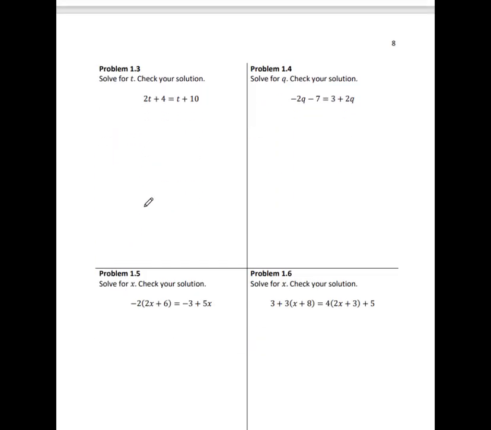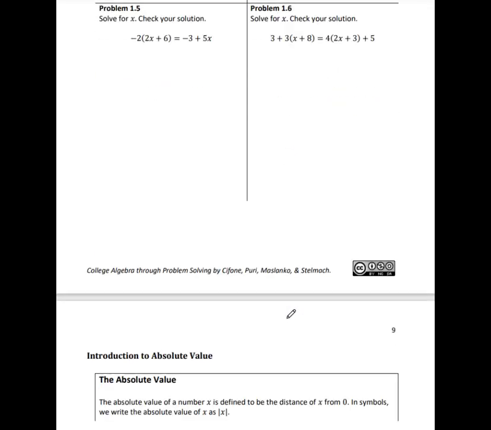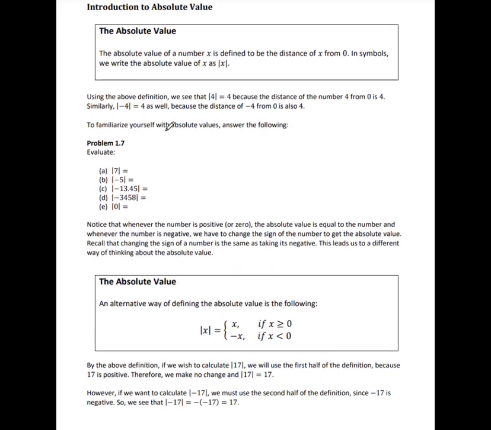Now please work on the next 4 examples here. And the next topic is absolute value.